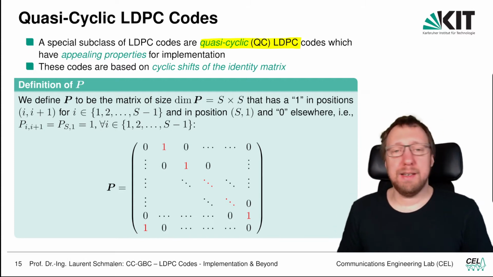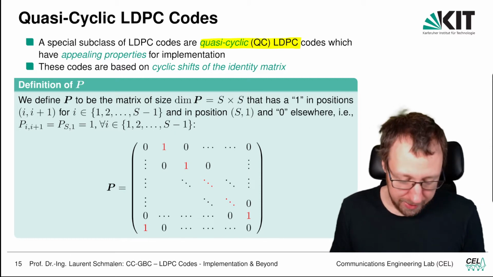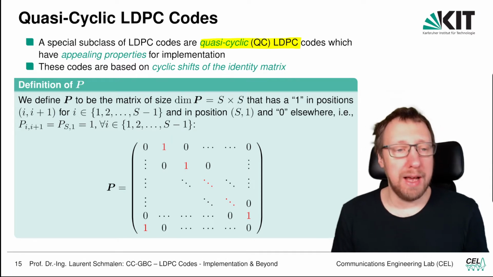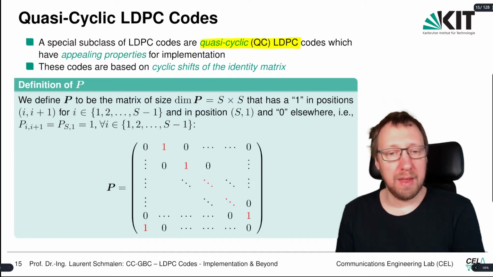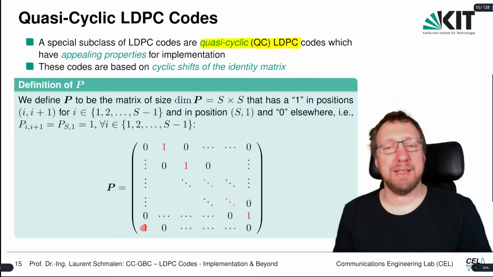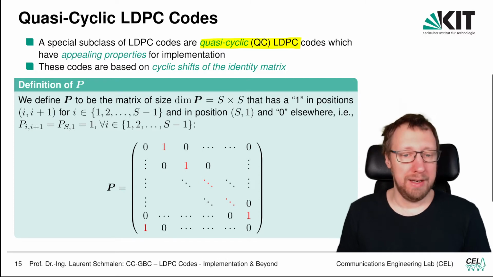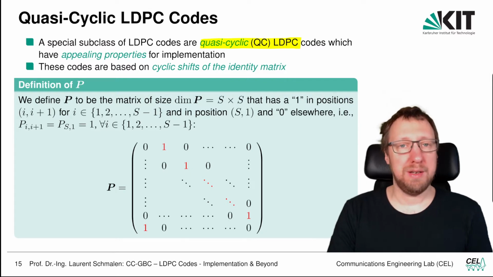This is a matrix that we give a particular name, P. The matrix P has size S times S, so it's a square matrix. It has ones at positions (i, i+1): row 1, column 2, row 2, column 3, row 3, column 4, and so on. It has a single 1 in position (S, 1), so in row S, column 1. Everywhere else it is zeros. So essentially it's the cyclic shift of the identity matrix. Because it's so special, we give it a particular name, P.